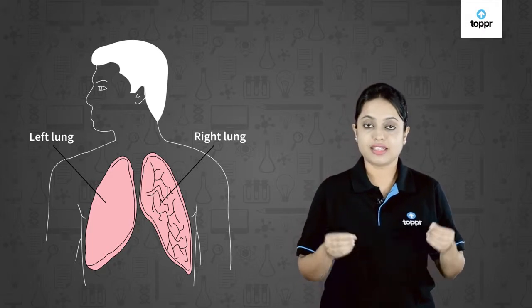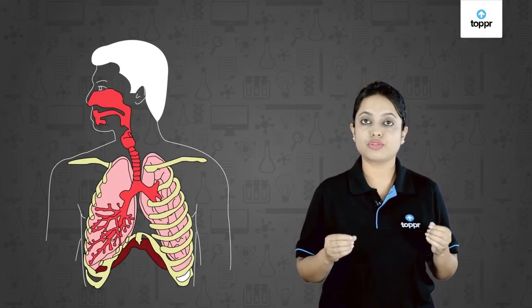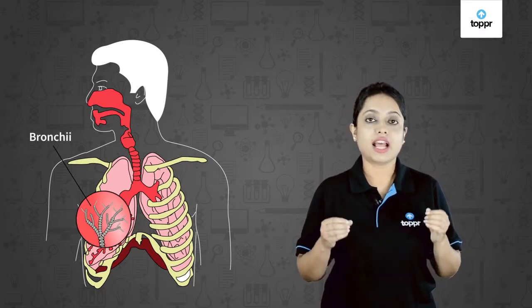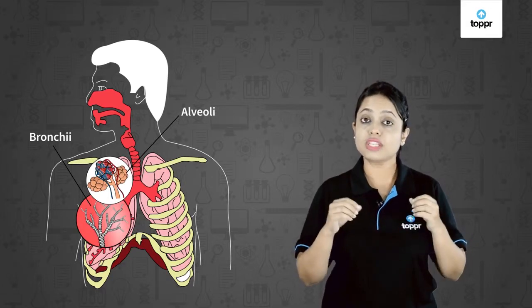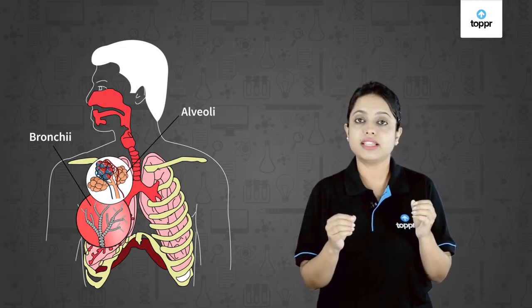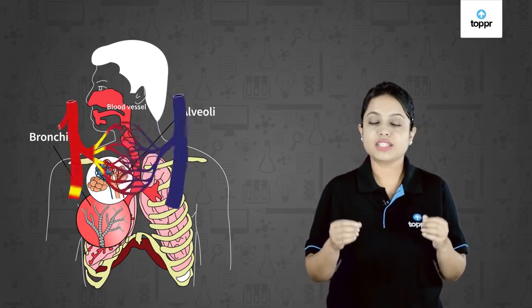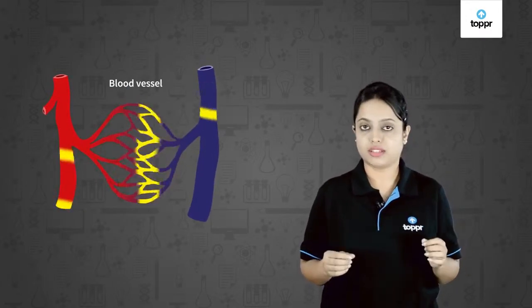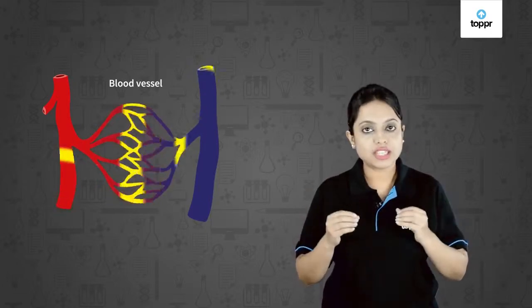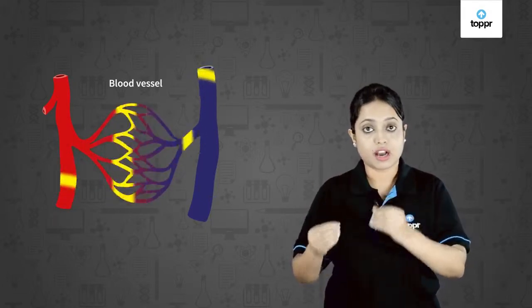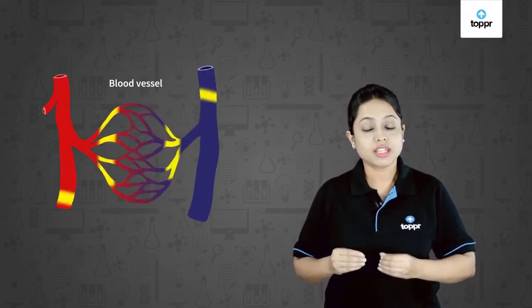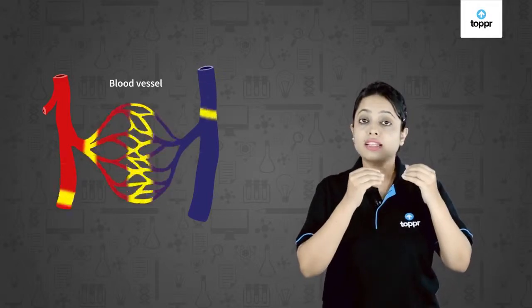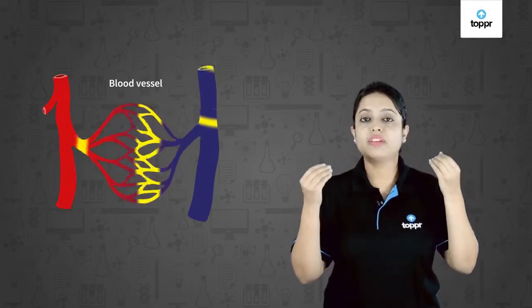Inside these lungs, the air passage is further divided into smaller tubes called bronchi. These bronchi end in balloon-like structures called alveoli. The walls of these alveoli have blood vessels in them. Gaseous exchange takes place through these blood vessels. That is, oxygen is given out into these blood vessels and CO2 is taken up by them. This CO2 then travels through the lungs and is thrown out of the body when we breathe out.